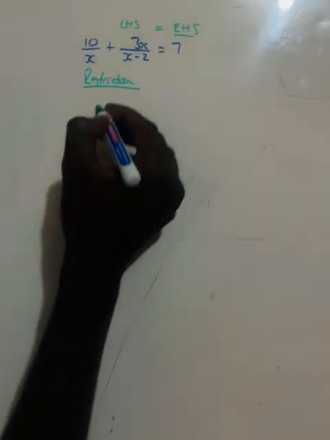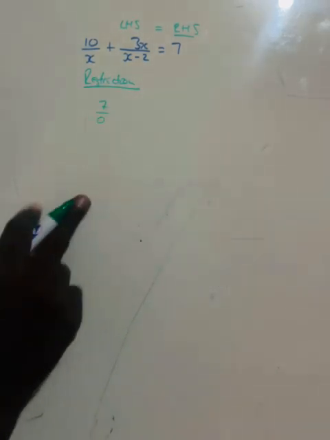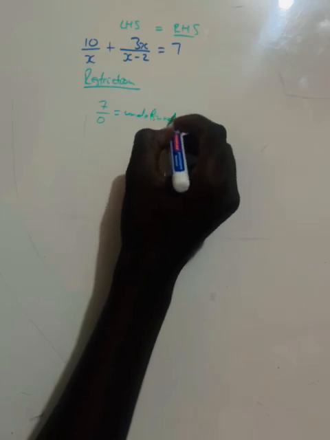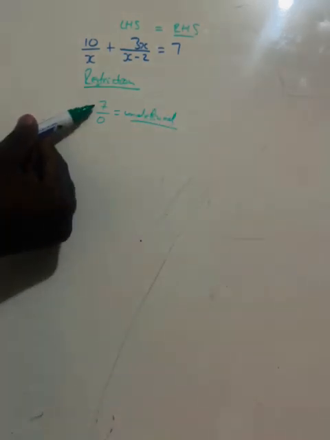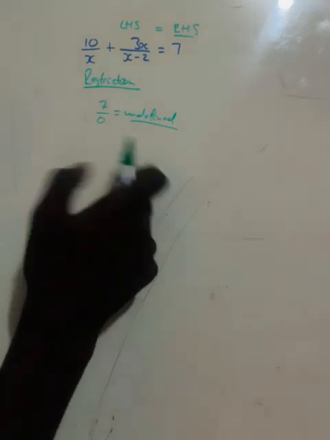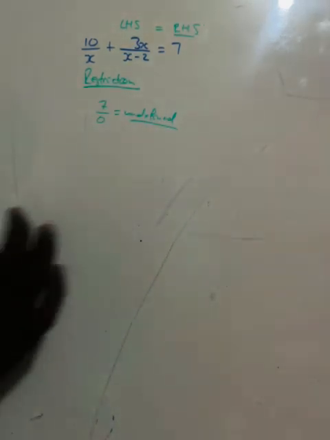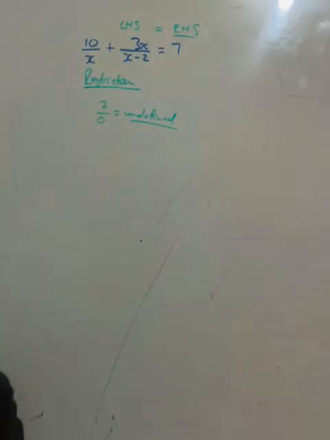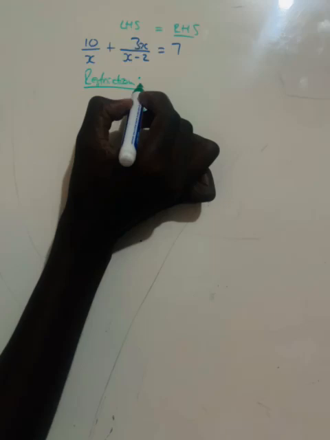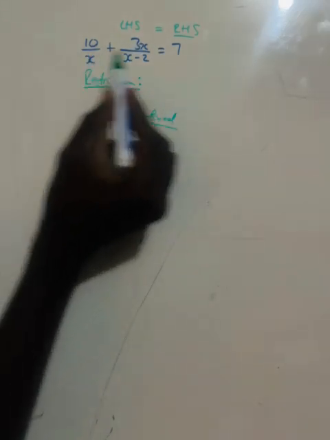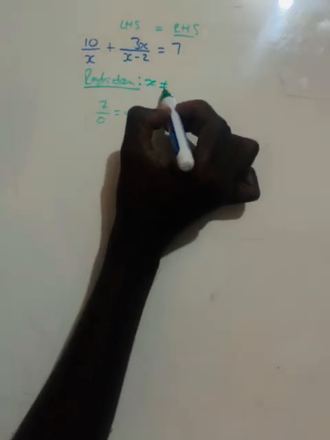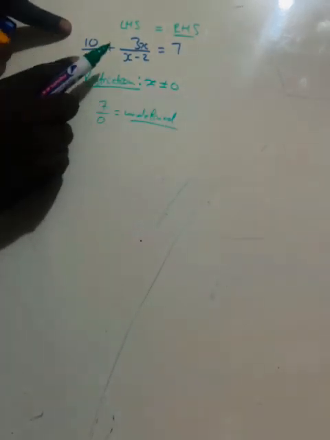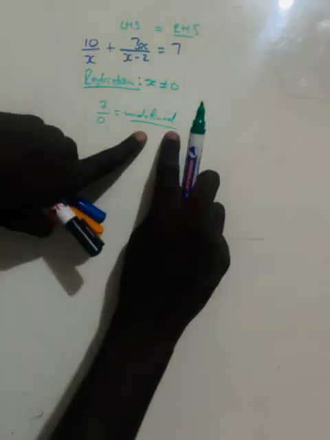What happens is this: if I come to you and I say 7 divided by 0, what is the answer? The answer will be undefined. Why? You can't share 7 things with something that does not exist. Hence, I wrote the answer undefined. So what is the relevance of what I'm talking about with this work which is here? What I'm simply saying is that the restriction now is that x cannot equal 0, because the moment x is equal to 0, it makes this first term undefined.